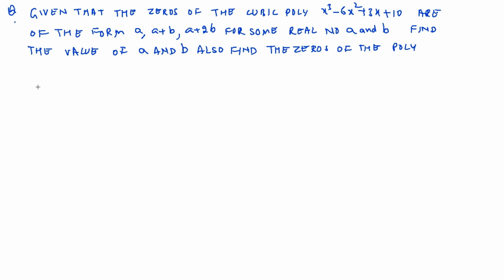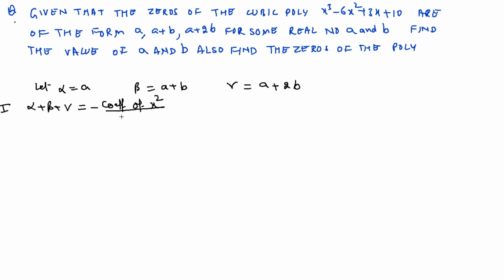Let's start. Let alpha, beta, gamma be the zeros of the polynomial x cube minus 6x square plus 3x plus 10. Take alpha as a, beta as a plus b and gamma as a plus 2b. Now write the relationships. The first relation is alpha plus beta plus gamma is equal to minus coefficient of x square upon coefficient of x cube, that is equal to minus minus 6 upon 1, that is equal to 6.